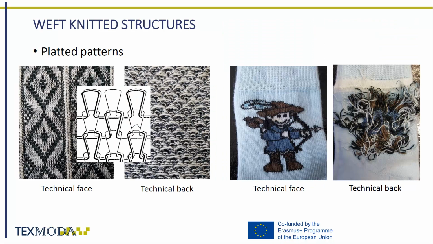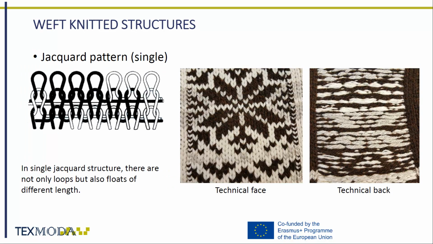Plaited pattern can be plain, as it was shown in the previous slide, and patterned when the ground yarn is laid on all needles and the plaiting yarn only according to the pattern, as it is presented in this slide. Jacquard pattern is multicolored structure in which different loops are knitted from different color yarns.